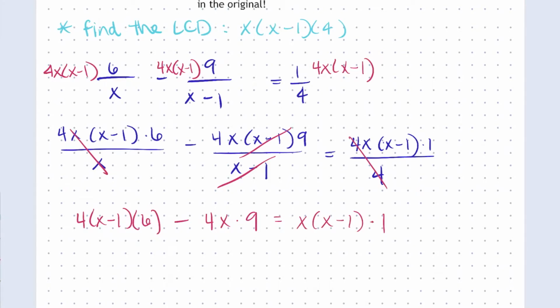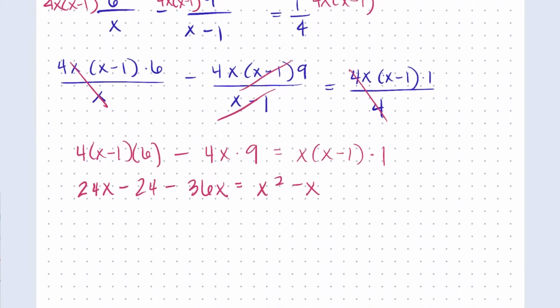So this is going to become 24. So 6 times 4 is 24. That's going to be 24x minus 24 minus 36x equals x squared minus x. Now this is a quadratic, and whenever you have a quadratic, you should know that, okay, I need to get everything equal to 0. So I'm going to bring everything to the side with the x squared.